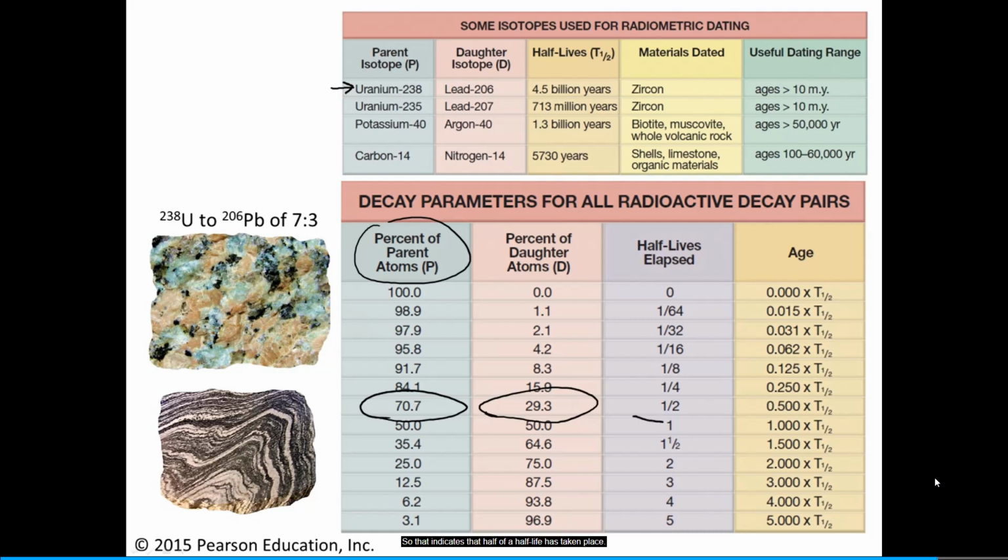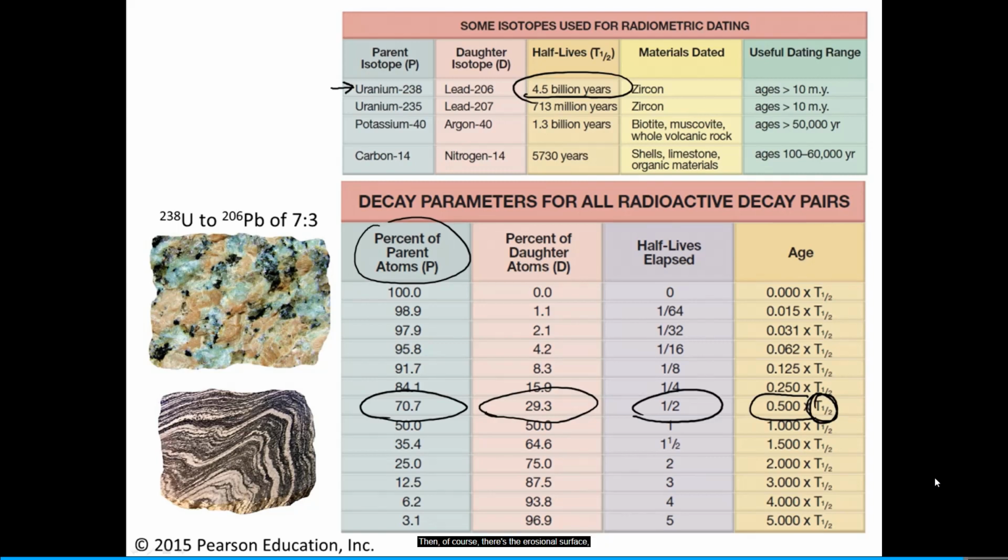So that indicates that half of a half-life has taken place. In other words, not even one full half-life. And the way we would calculate the age is to multiply the half-life of that isotope by 0.5. The half-life of that isotope is 4.5 billion years, and that 4.5 billion years is cut in half, and we end up with 2.25 billion years for the granite. Obviously, the gneiss is going to be older than the granite because the granite cuts across the gneiss, so the gneiss would be older than 2.25 billion years.